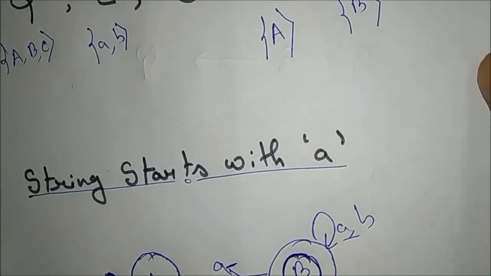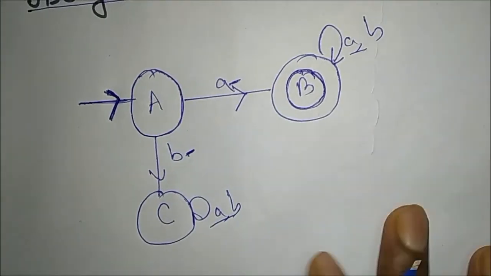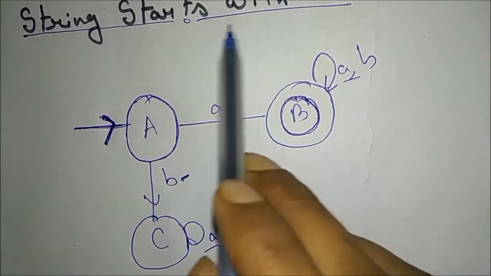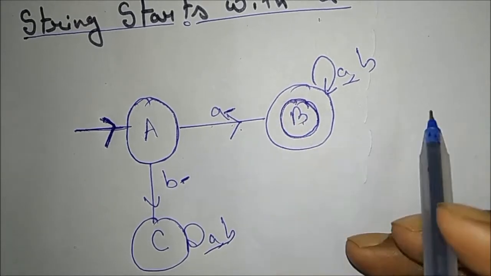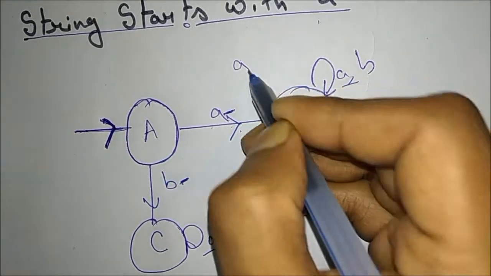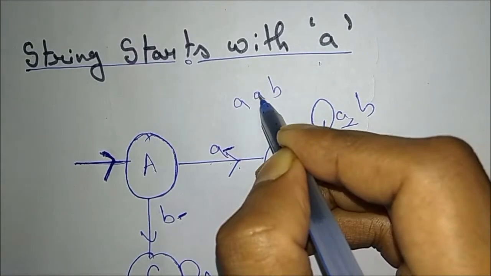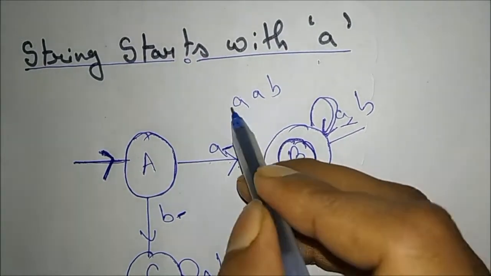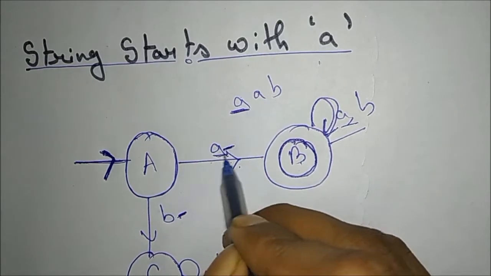Now what is delta? Before understanding delta, see what is happening in this machine. In this machine, a string starts with A. If a string starts with A, it is going to B. After A, if A comes or B comes, it does not affect the machine, it will accept it. But the condition is that the string should be starting with A.